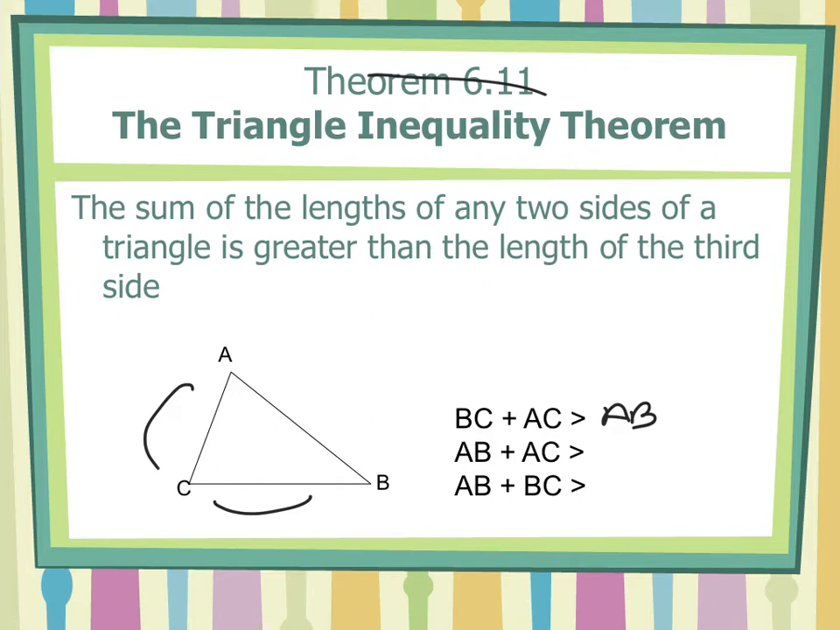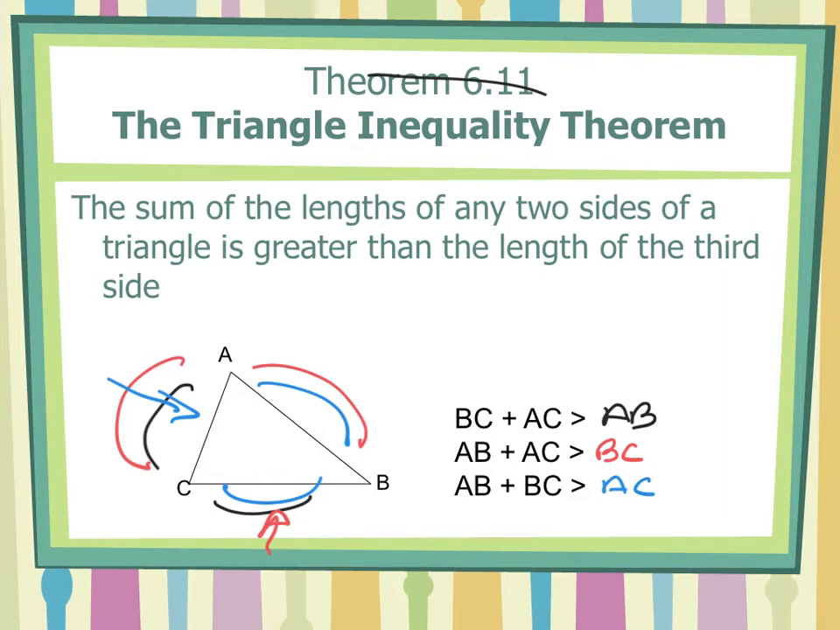And then if I were to add AB plus AC, it would have to be greater than the third side BC. And lastly, if I were to add AB with BC, it needs to be greater than AC.